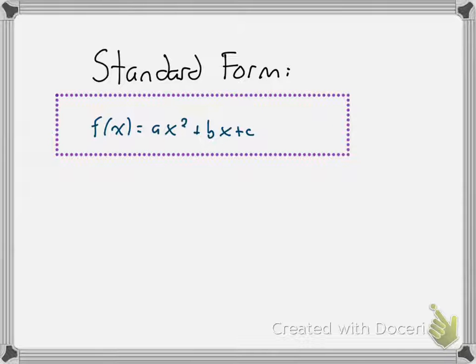One way to easily distinguish this is by looking at the fact that there's no parentheses, everything is multiplied out, and all of your like terms are combined. Key features of standard form go as follows. Our a value is going to be the leading coefficient with x squared. So our a value we can see right here. Whatever number comes in front of the x squared is going to be your a value.